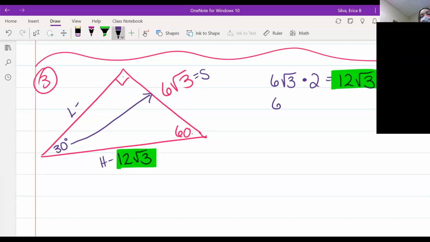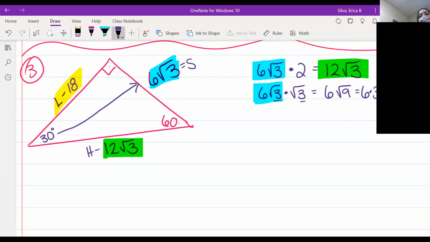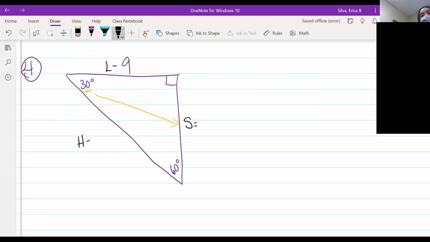And now we get the short side. And in order to get the long side, what do we have to multiply it by? Square root of 3. Perfect. So we get 6. Square root of 3 times square root of 3 is the square root of 9, which gives us 3, right? Square root of 9 is 3. And that gives us 18. In order for us to get the long side, we multiply it times the square root of 3. Now my long side is 9.